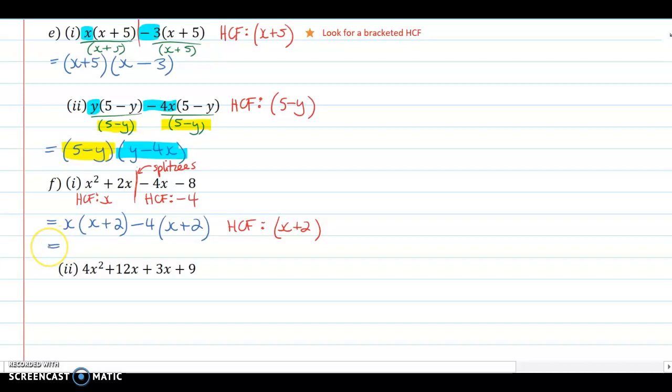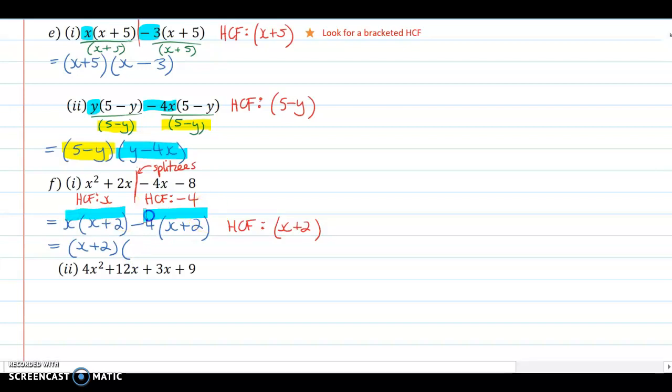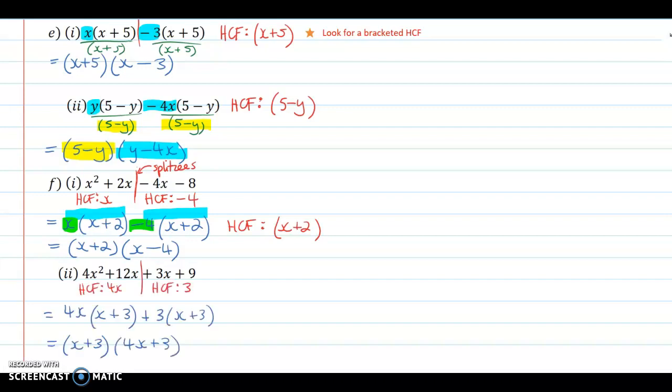So then repeating the process of what I did in part E there, I put that bracketed factor out the front, and after I divide both this left-hand side and this right-hand side by x plus 2, what am I left with? Well, I've got x minus 4 left over. So I'll leave that in the remainder part. So the remainder part is always that right-hand bracket. See if you can have a go at part 2 there. All right, checking in.